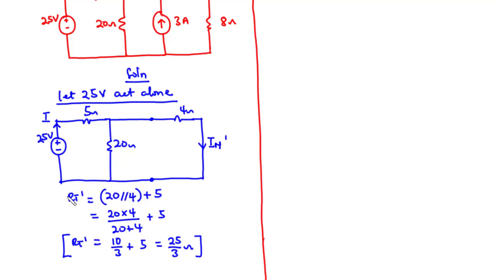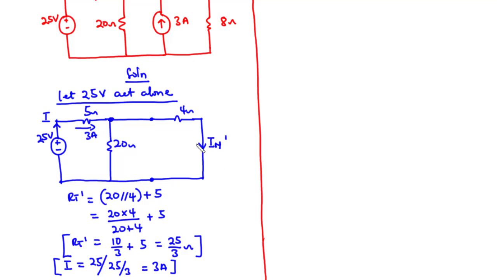Now using this, we can find the value of the current that is produced by the 25 volts when it is acting alone. So basically that is equal to I equals 25 divided by 25 over 3. And this gives 3 amperes. So the value of I is 3 amperes. So we have 3 amperes approaching this junction.